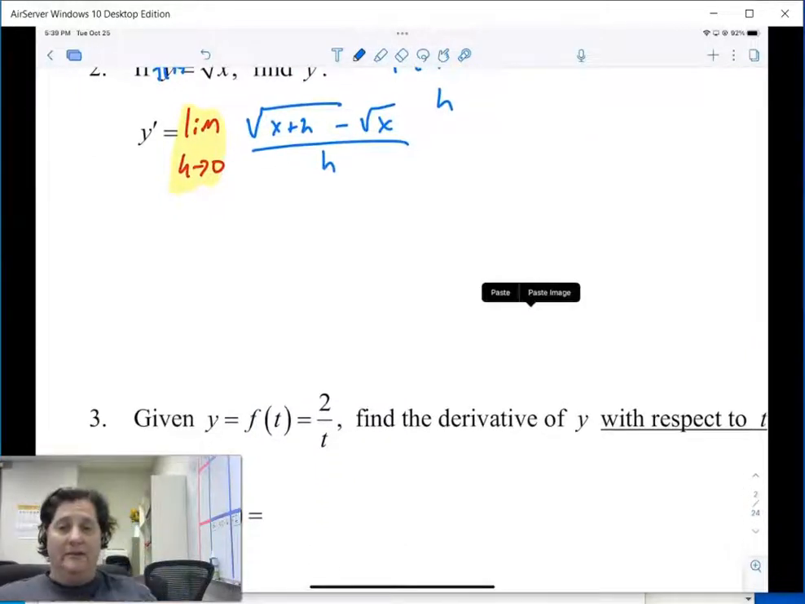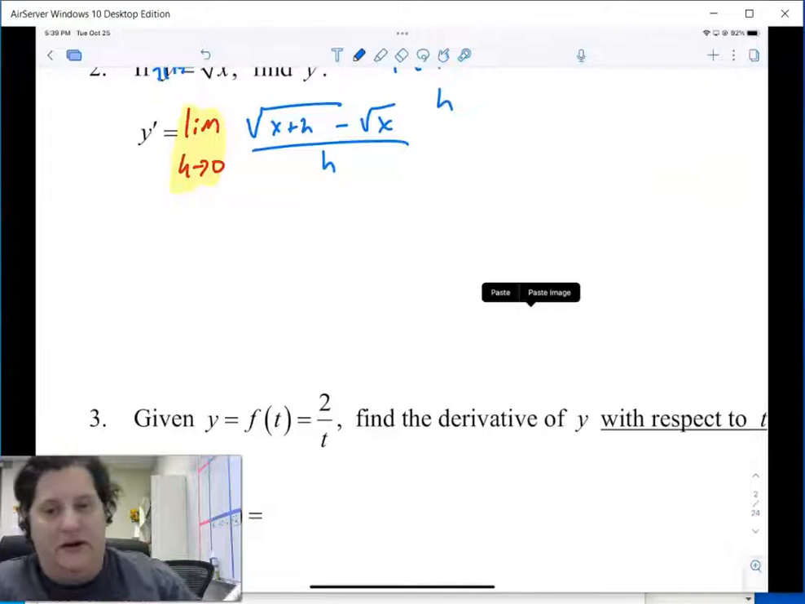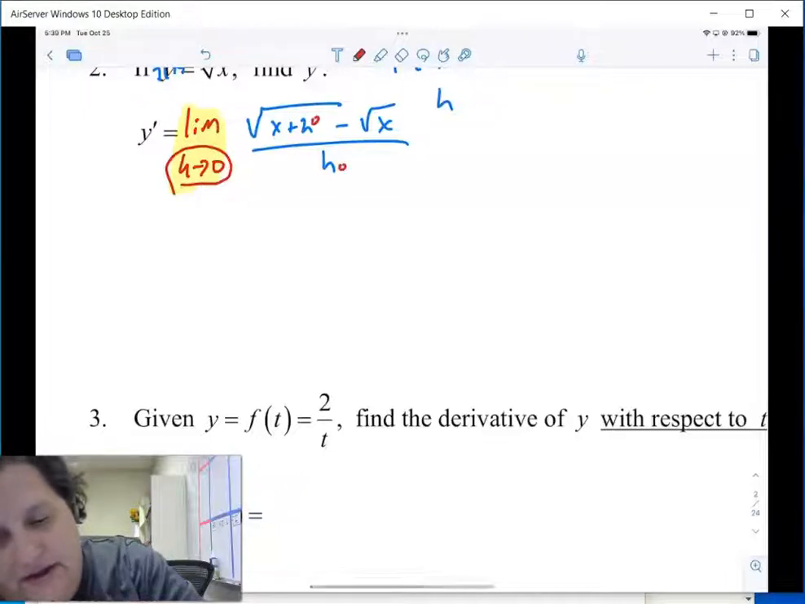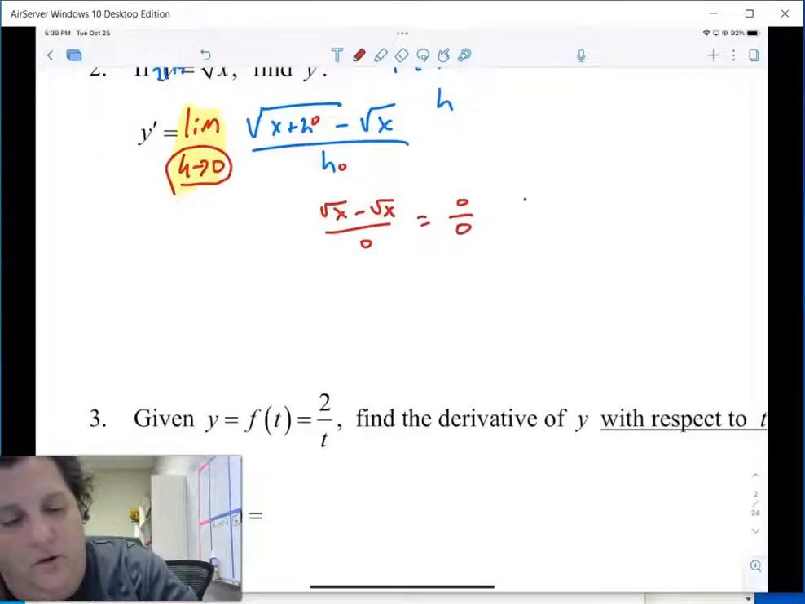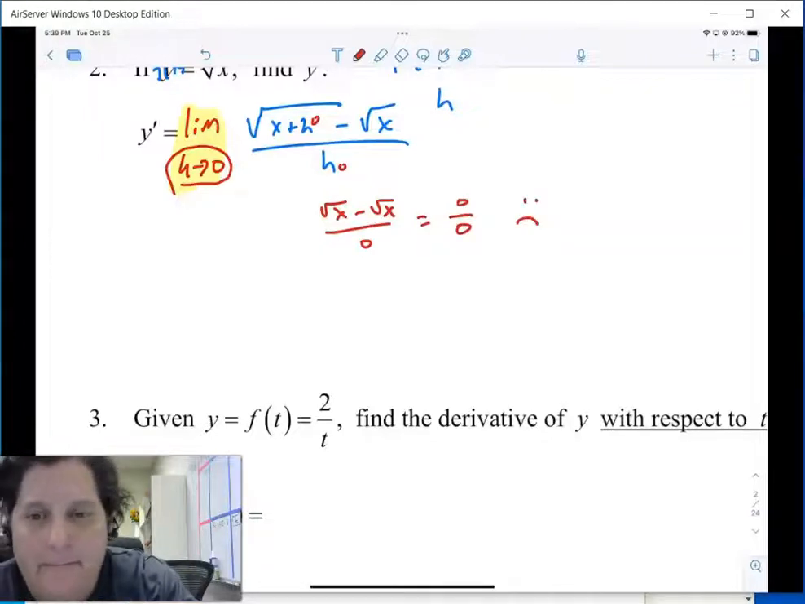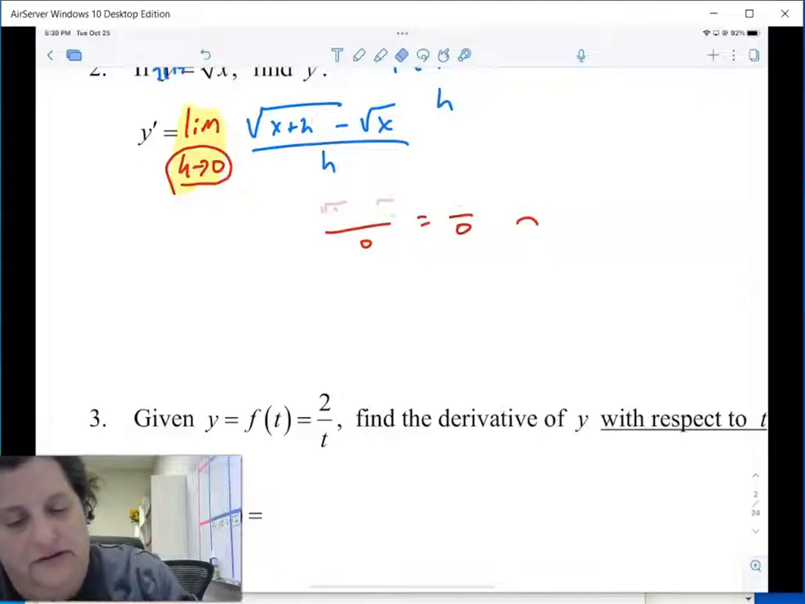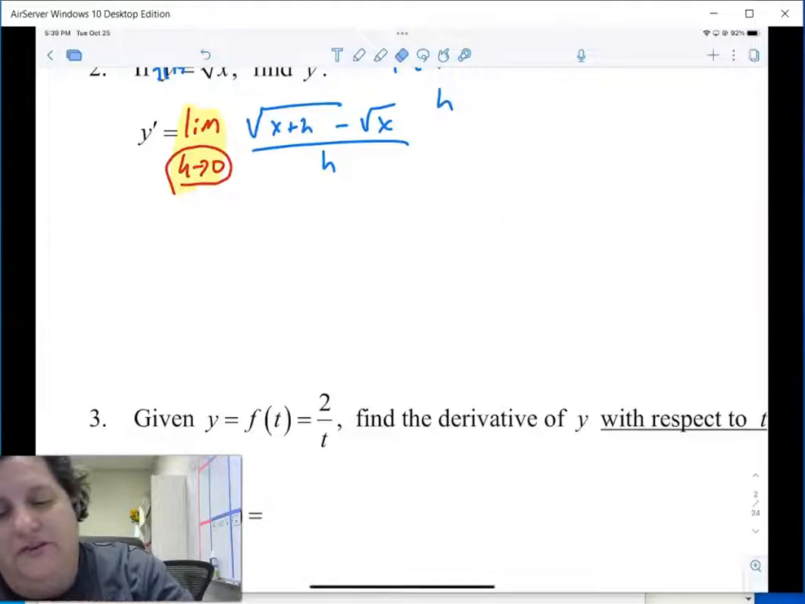And with numerical limits, we know that the first thing we do is we try to plug in 0. Well, when I plug in 0 for h, you guys, look at what I get. I get square root x minus square root x over 0. I get 0 over 0. But this is going to happen every time when you start off with this difference quotient. You're going to get 0 at the beginning. So we have to do something about this.